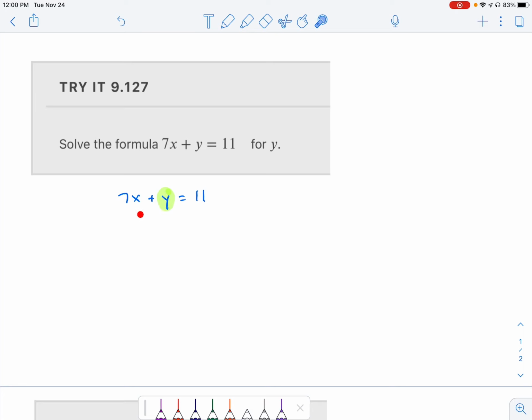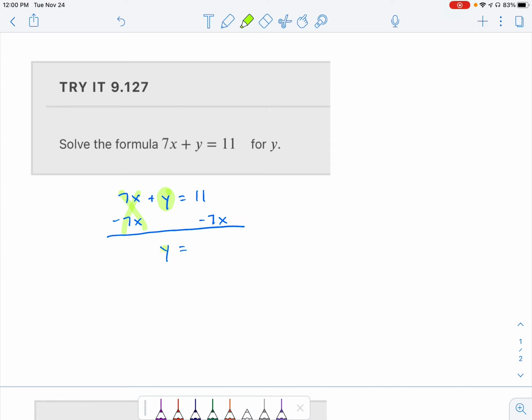So that tells me what I need to undo. I need to undo adding 7x. So I'm going to subtract 7x from both sides. Okay. 7x minus 7x is 0. So those are going to cancel out. I'm going to bring down that y.